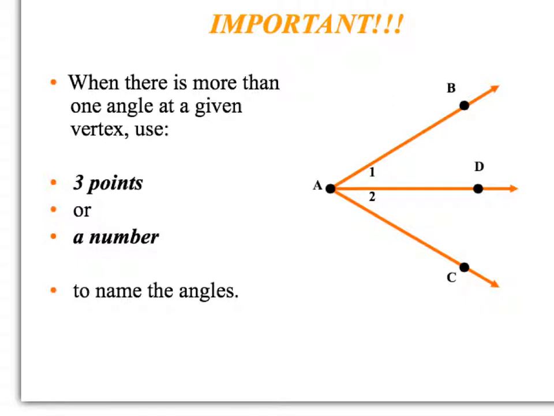I wanted to mention something very important here that gives students a lot of confusion. When there's more than one angle at a given vertex, in other words, if they all share the same vertex, right here, there's a lot of angles that have the same point here, point A, we have to use 3 points to distinguish this angle, or a number.